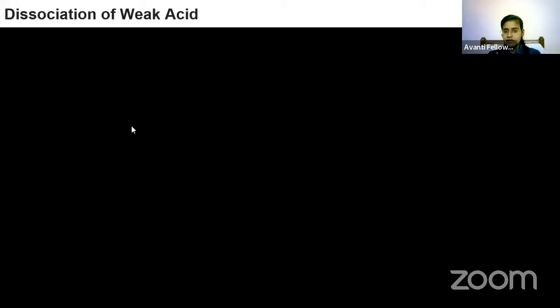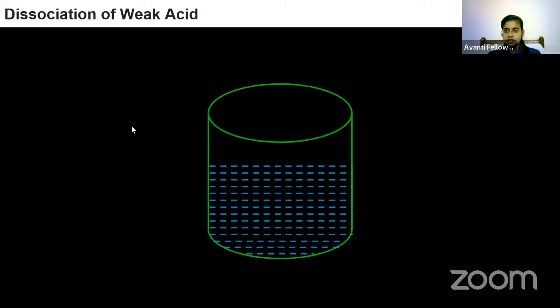So I have a container, and I have some solution inside it. That solution can be water. Now I am going to add a weak acid. The general formula for a weak acid is HA. So what is meant by weak acid? There won't be any complete dissociation. There will be only partial dissociation. Those acids are called weak acids.